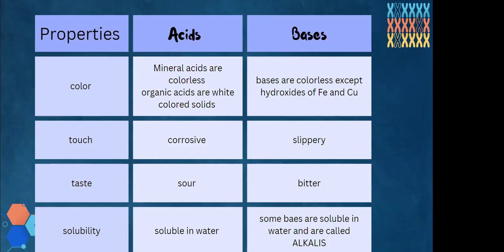Next, after seeing it and touching it, our third sense acts, which is taste. We always try to taste. So acids are sour in taste and bases are bitter in taste. The fourth one is a little bit of a chemical property, which is solubility in water. Acids are soluble in water. Some bases are soluble in water and we give them a very special name, alkalis. So alkalis are those bases which are soluble in water, but all bases are not soluble.